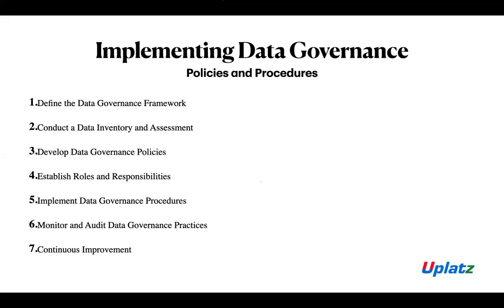The first step would be defining the data governance framework, which involves establishing the objectives and identifying the stakeholders. Establishing objectives means identifying the goals of the data governance initiative, like compliance, data quality, data security, etc. Identification of stakeholders means engaging key stakeholders from various departments like IT, compliance, legal, and business units to ensure a holistic approach.